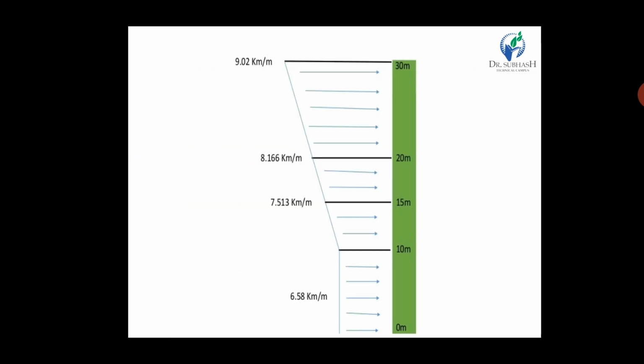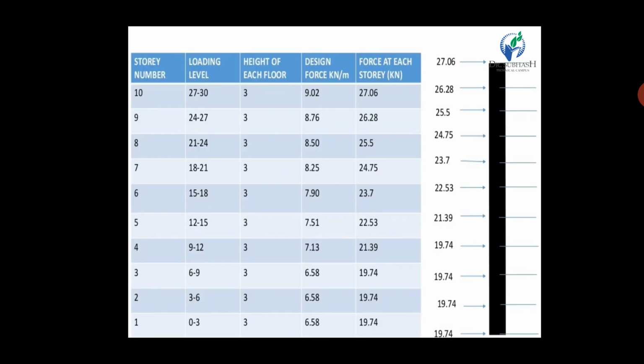So this is the wind diagram. You can see at 0 to 10 meter it is 6.58, 10 to 15 it is 7.513, 15 to 20 it is 8.166, and 20 to 30 it is 9.02. So you must draw the wind force diagram after calculating. After that you have to calculate the force at each story.